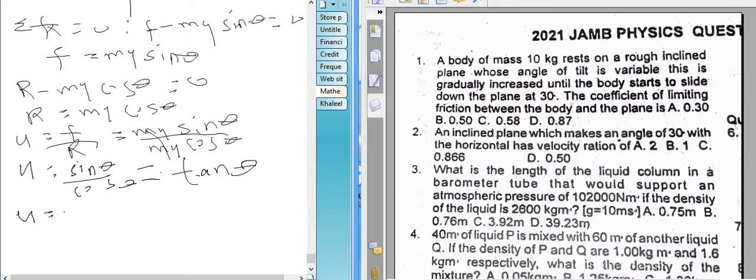To ease our work, if it is JAMB, we can simply use the formula. The reason why we are doing this is for you to understand better. So this is the final formula, you just apply it. From the information given, mu is unknown and theta is 30 degrees from the question. So we just substitute the value of theta and find the unknown. In this question, the mass will not be used because we don't have any expression with mass. Therefore, the coefficient of friction is equal to tan theta, which is tan 30 degrees. From the trig table, we know that tan 30 is approximately equal to 0.58. So that is the answer.